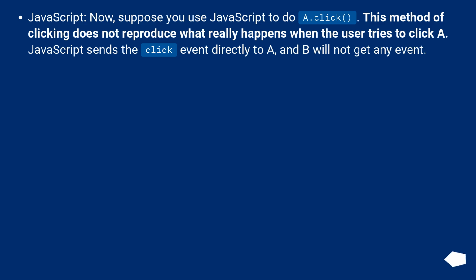JavaScript. Now, suppose you use JavaScript to do a .click. This method of clicking does not reproduce what really happens when the user tries to click A. JavaScript sends the click event directly to A, and B will not get any event.